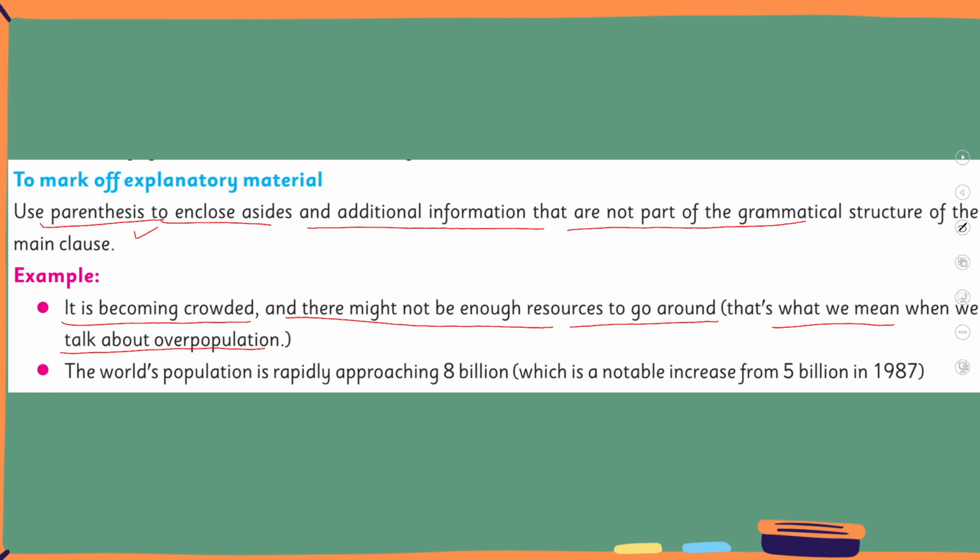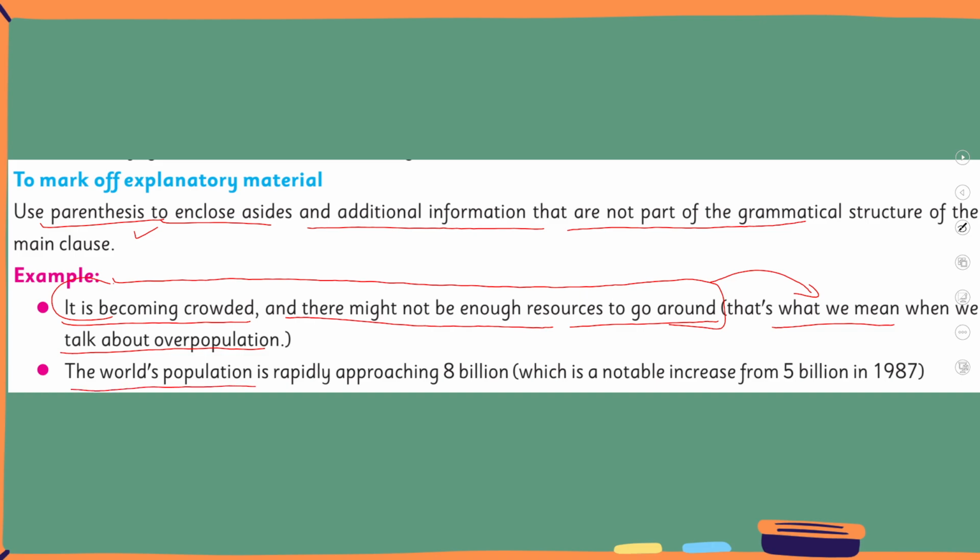Now, if you take this part without parentheses, it is making complete sense. But we are actually explaining it using our words in a parenthesis. It's becoming crowded and there might not be enough resources to go around. That's what we mean when we talk about overpopulation.